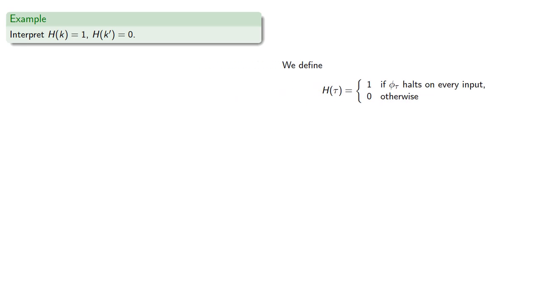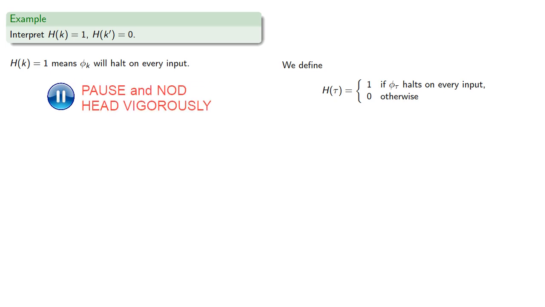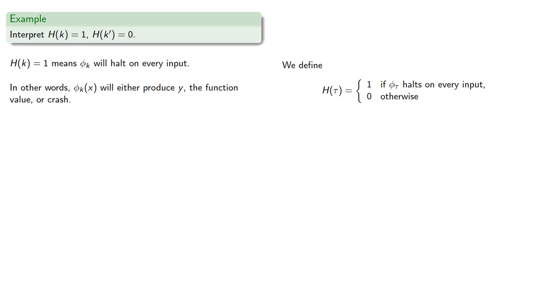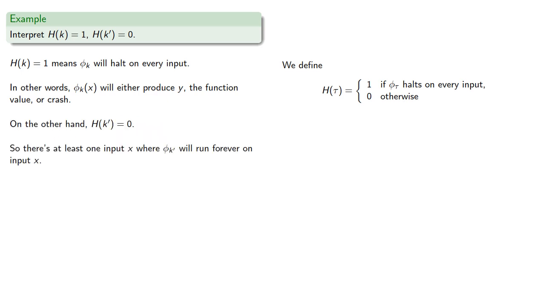So for example, let's interpret h(k) equals 1 and h(k') equals 0. So h(k) equals 1 means that v_k, the Turing machine with description number k, will halt on every input. In other words, v_k(x) will either produce y, the function value, or crash. On the other hand, h(k') equals 0, so there's at least one input x where v_k' will run forever on input x.